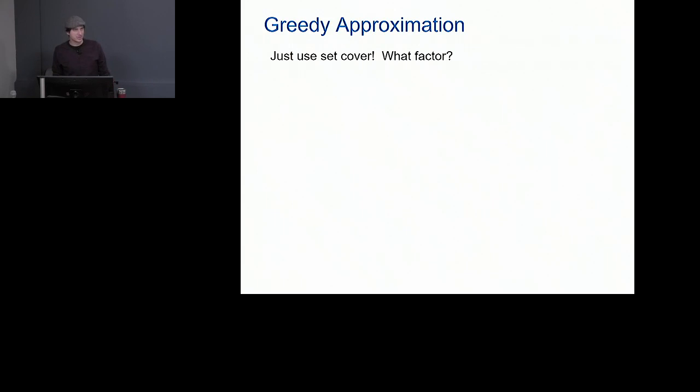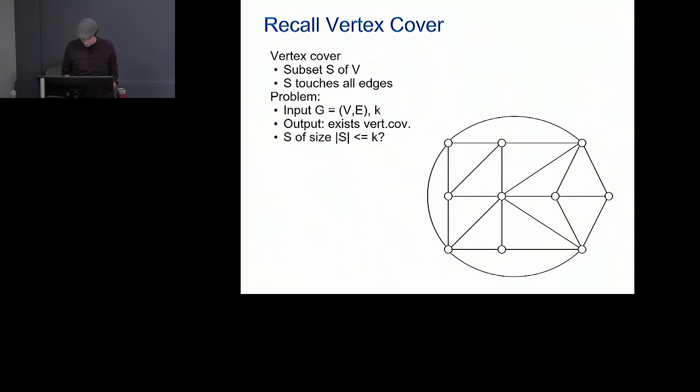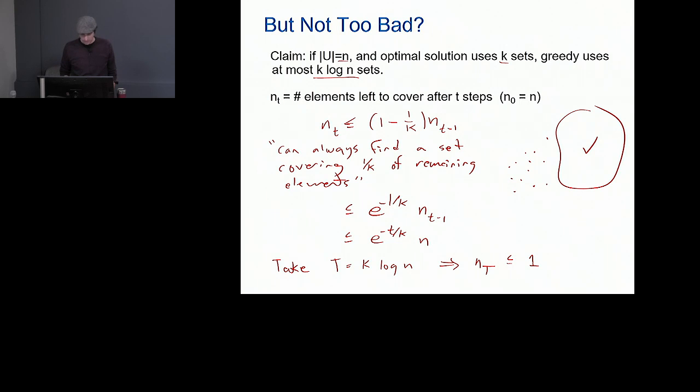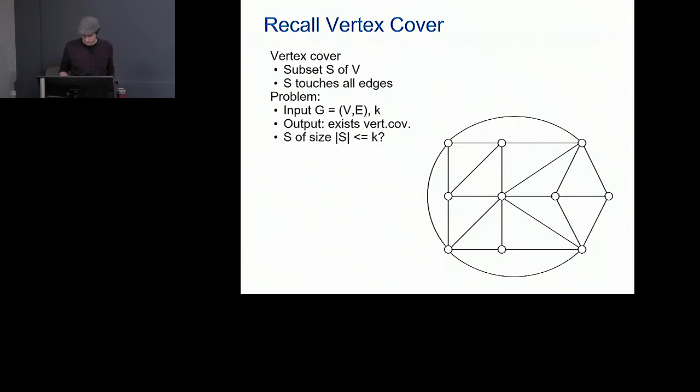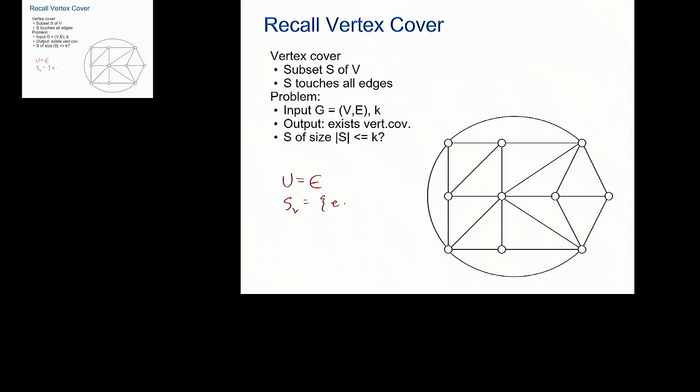The first thing you might think of is to just use the set cover approximation. So what would be the factor that we get in that case? So for set cover, we said if you have n elements to cover and the optimal solution used k, then you'd get k log n sets. So I'm after this log n factor. What does that translate to here? What was the reduction we had? U was equal to what? E. And the sets, we had some set of the edges that were incident to V.